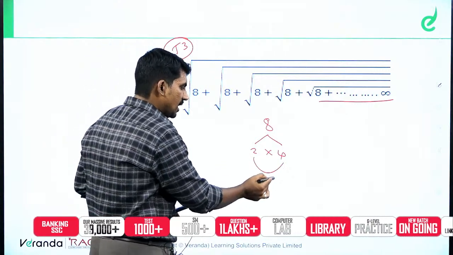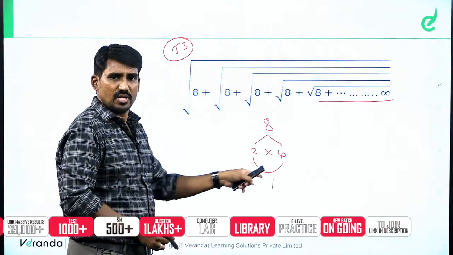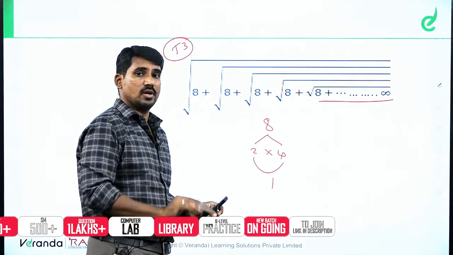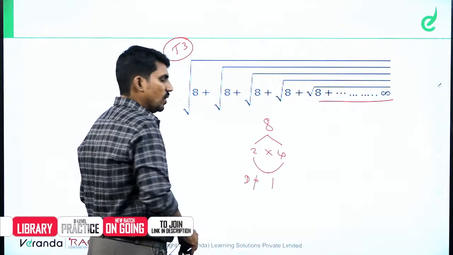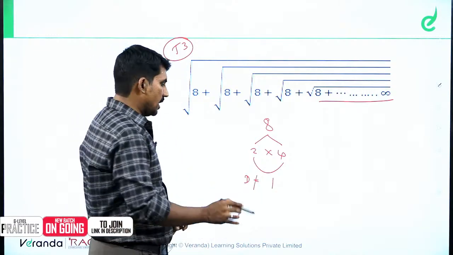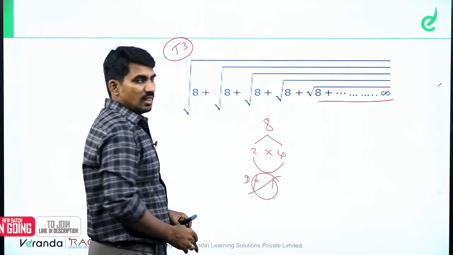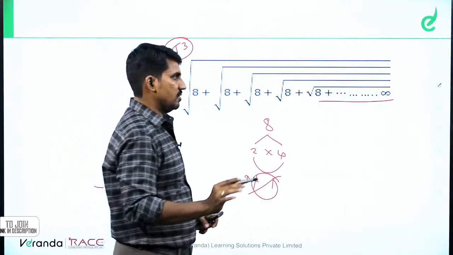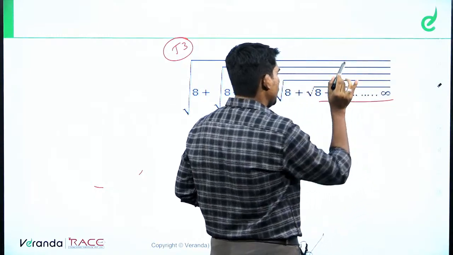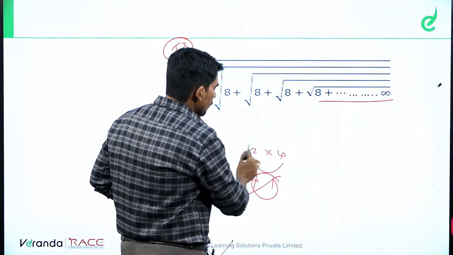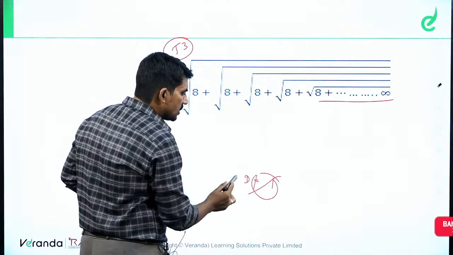Are we getting a difference of 1? 2 and 4, is the difference 1? No, right? We are not getting the difference equal to 1. Therefore, we can't apply that shortcut. But we still have to answer fast in the exam.